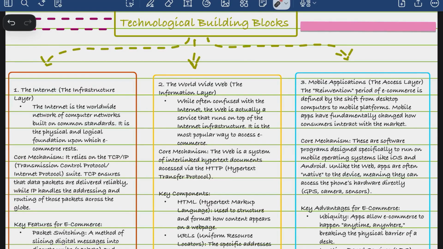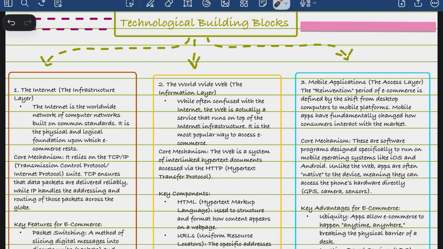Now let's move up to the second layer, that is the World Wide Web. So this is the information and presentation layer. If we talk about the internet as a highway, the web is a collection of actual cars running on top of the internet infrastructure. The web functions through a protocol known as HTTP. HTTP stands for Hypertext Transfer Protocol. It acts like a standard delivery truck, and it is carrying the interlinked documents across the network.